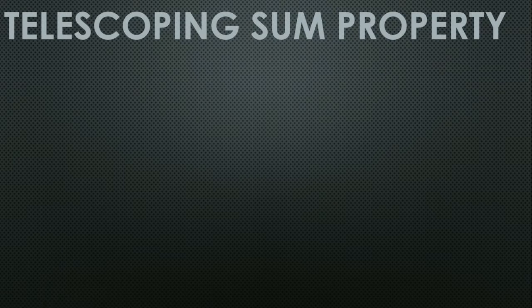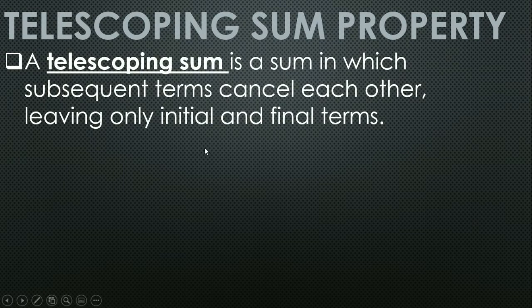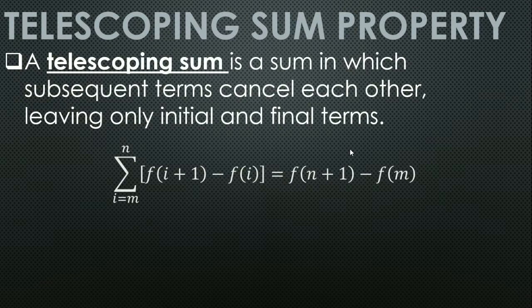Let's proceed in this telescoping sum property. Ano nga bang telescoping sum? A telescoping sum is a sum in which subsequent terms cancel each other, leaving only initial and final terms. So, meaning telescoping series siya kung yung series natin nung inobserbahan natin siya, makakancel yung mga terms na nasa gitna, and then ang maiiwan lang ay yung term na nasa umpisa at yung term na nasa dulo.